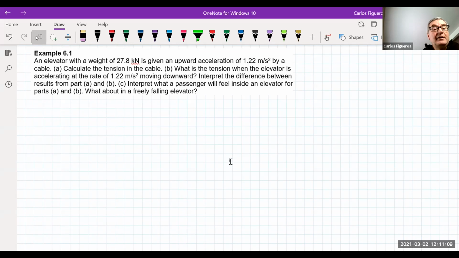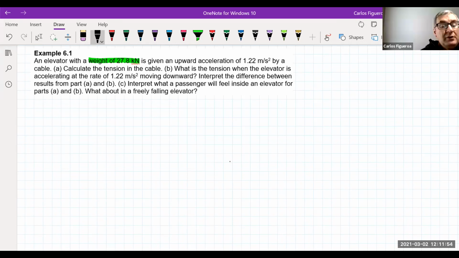Okay, let's read it. It says an elevator with the weight of 27.8 kilonewtons is given an upward acceleration of 1.22 meters per second squared by a cable. Calculate the tension in the cable. So what do I really mean by this here? Well, for starters, the first thing that I would do here is, this is a red flag right here.